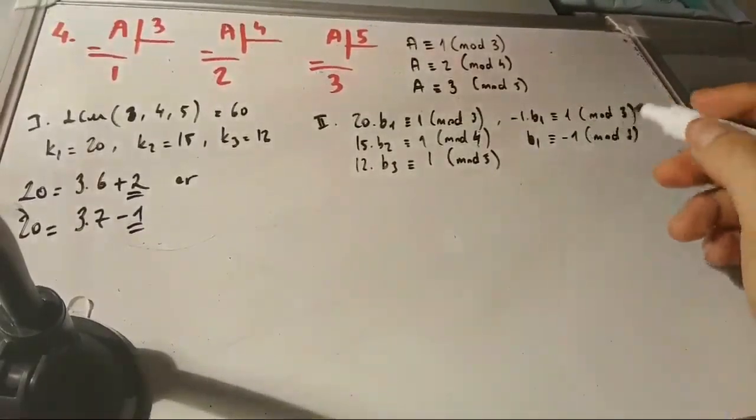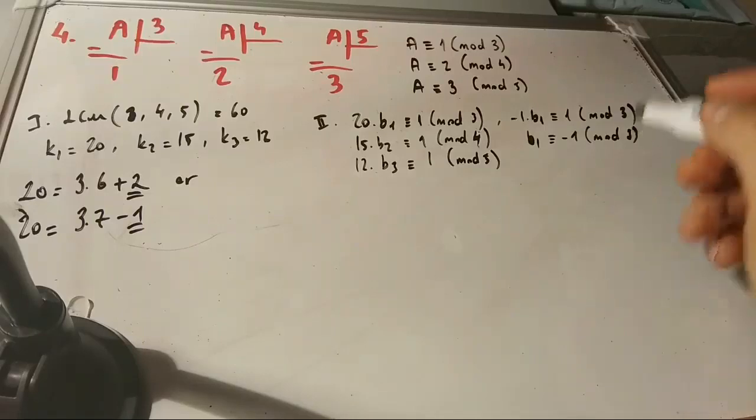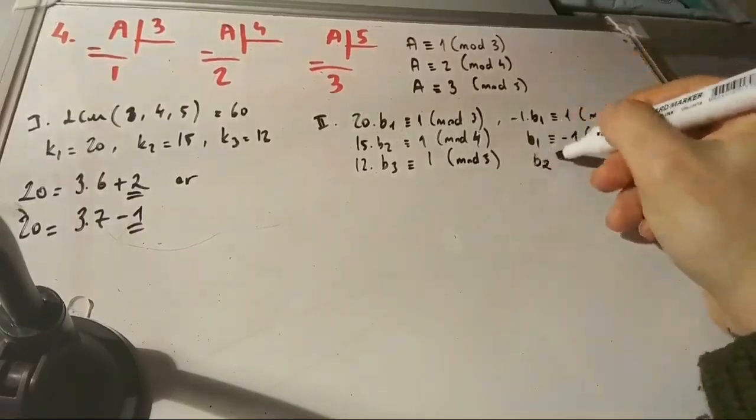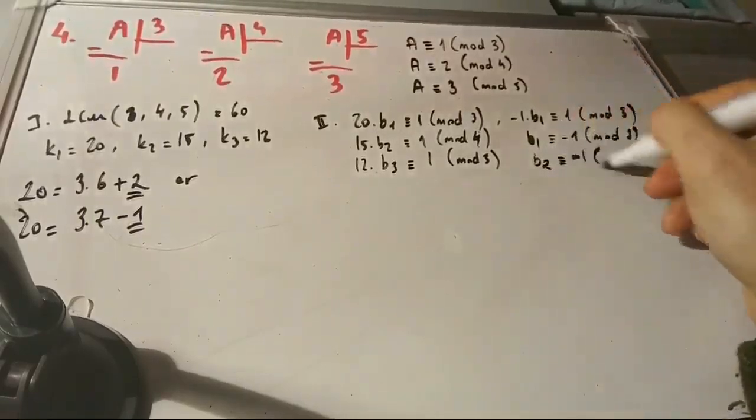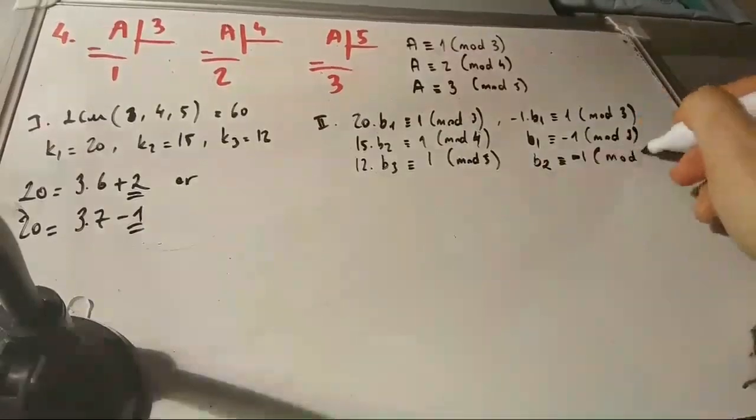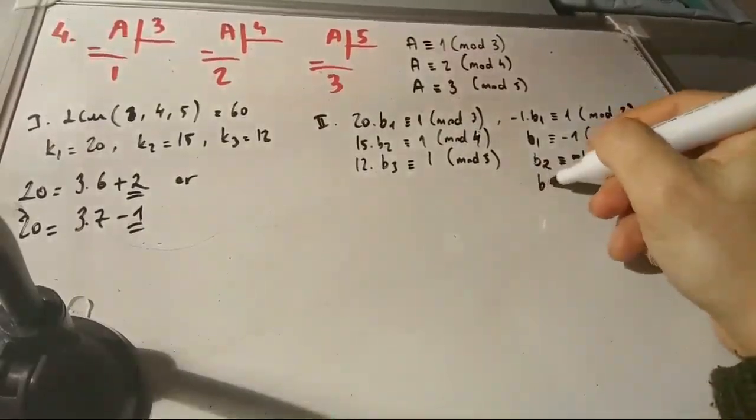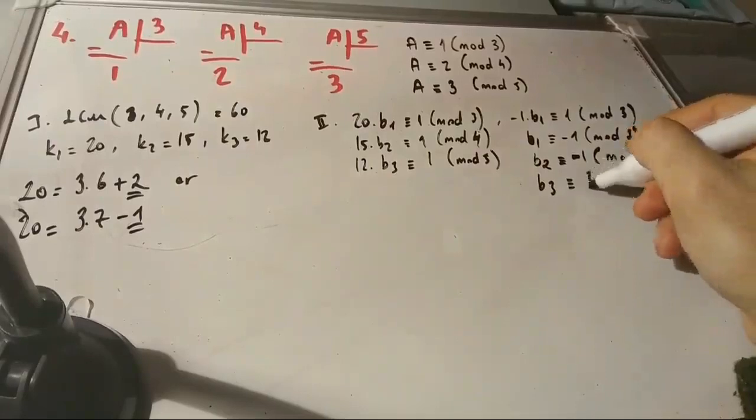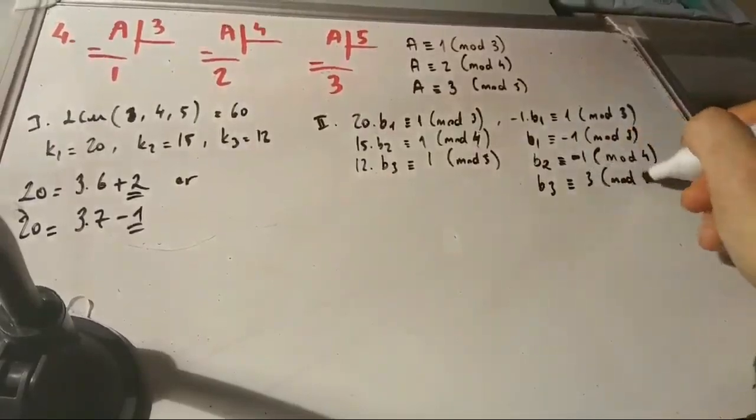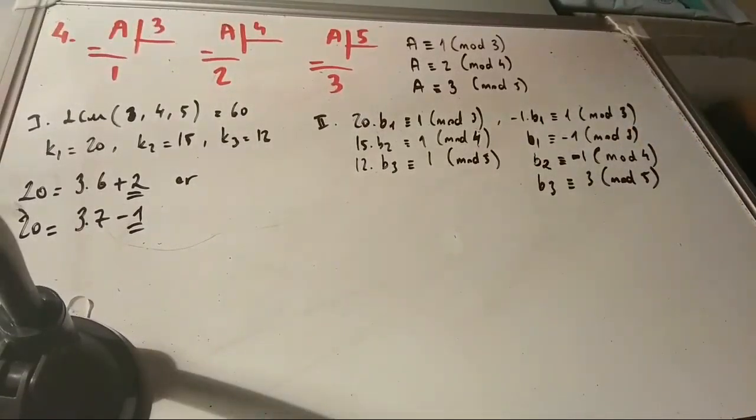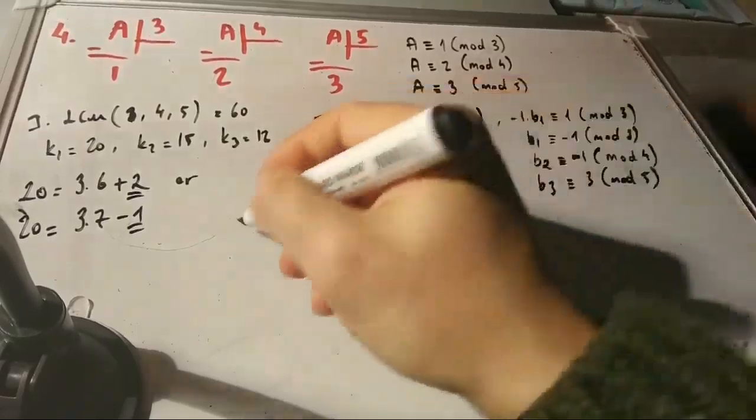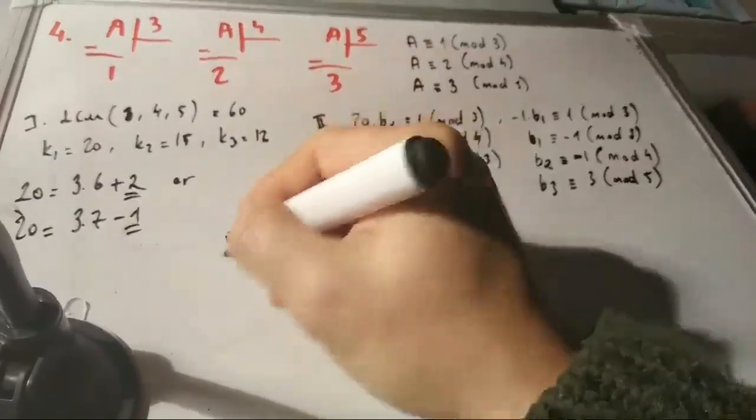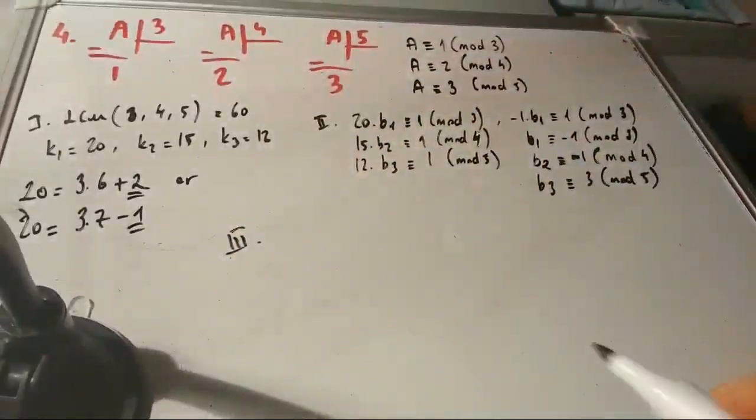By using the same methods, we get B2 is congruent to negative 1 in mod 4. For B3, 3 in mod 5. Okay. And finally, we came to the last step, which means the third one. Let me write it below.